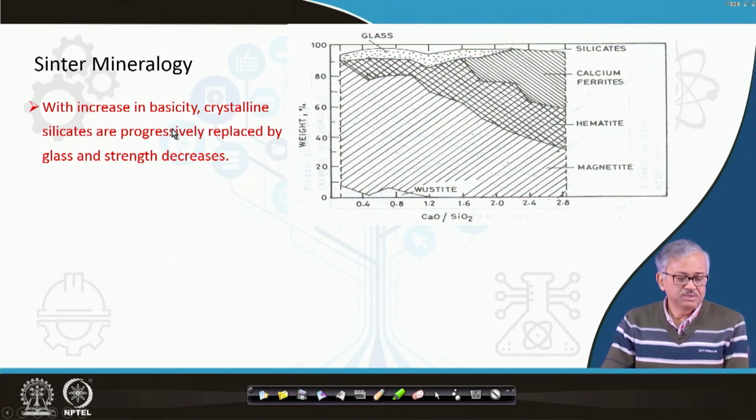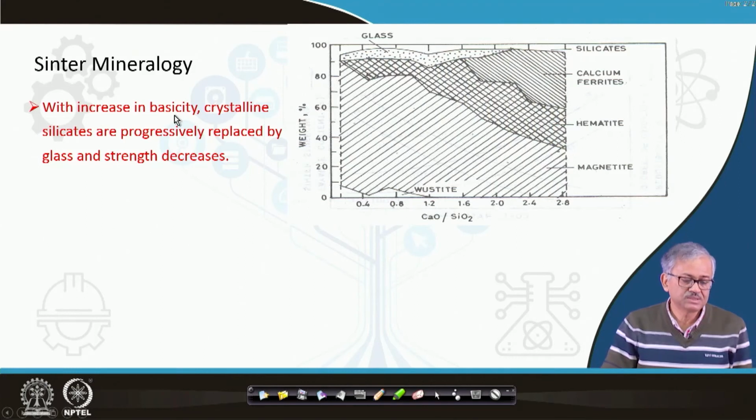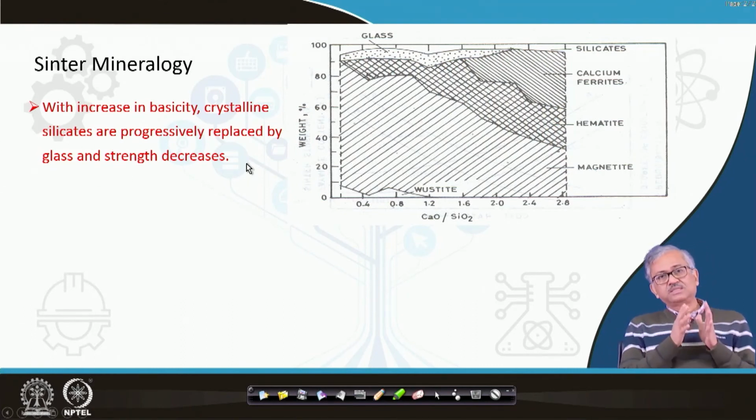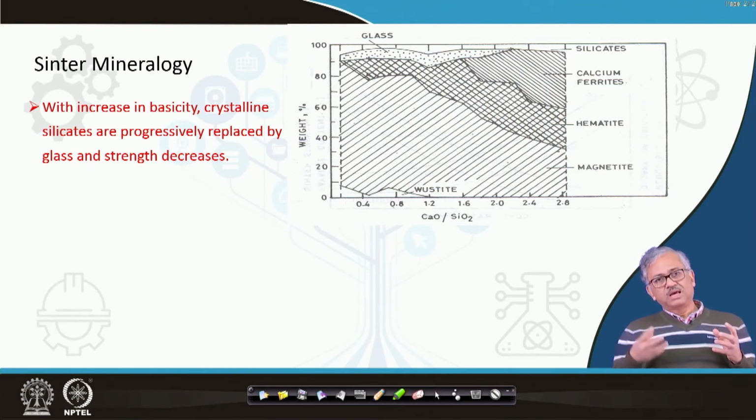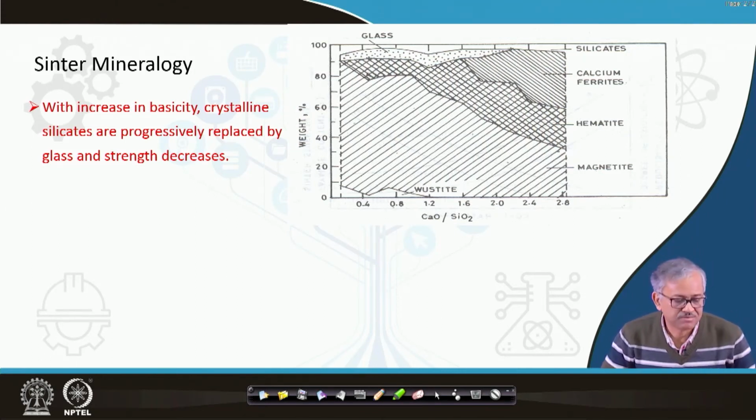Basically, with an increase in basicity, now if you want to make the flux sinter, what happens is that with increase in basicity, when you are moving in this direction, the crystalline silicates are progressively replaced by glass and strength decreases. Thus acid sinter is stronger, and when you start increasing the basicity, then it forms a glass, because if you give lime, then CaO, SiO2, Al2O3 and others form glass, and those are not very strong, those are glass.